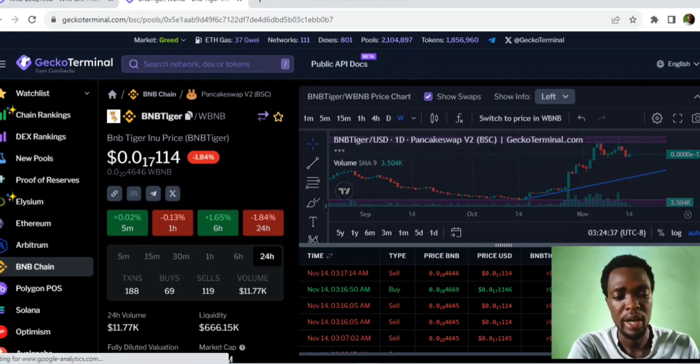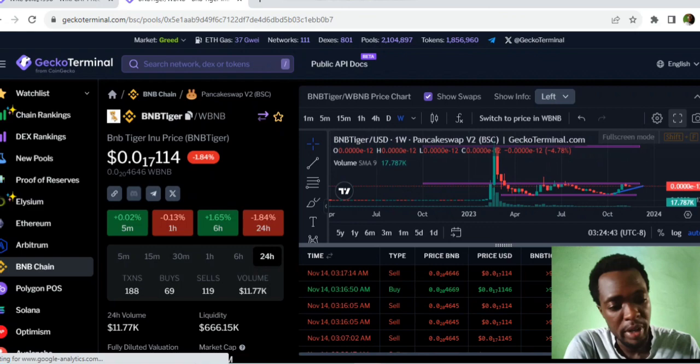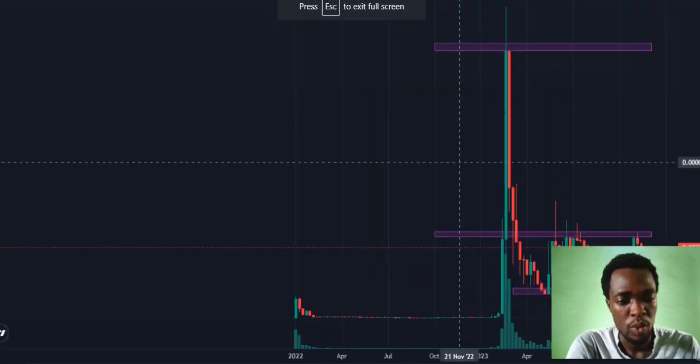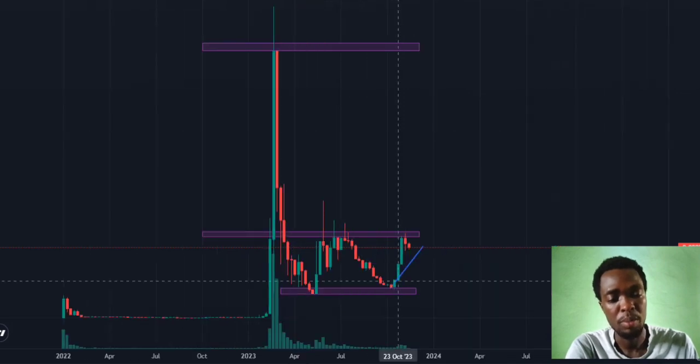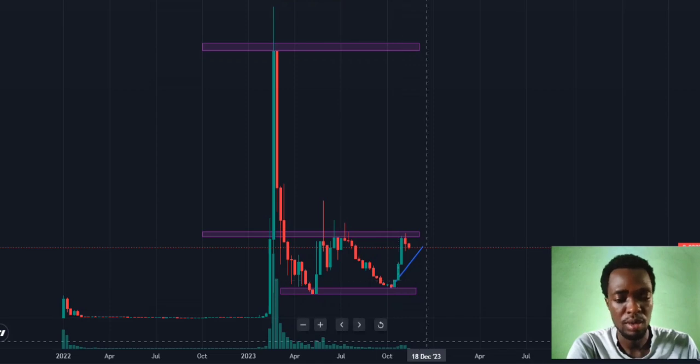So weekly time frame as always. It's loading up here. So let's go to the shot. Weekly time frame as always. My levels are already drawn here. Price moves from zone to zone. I always mention this point, so you want to take that into consideration.